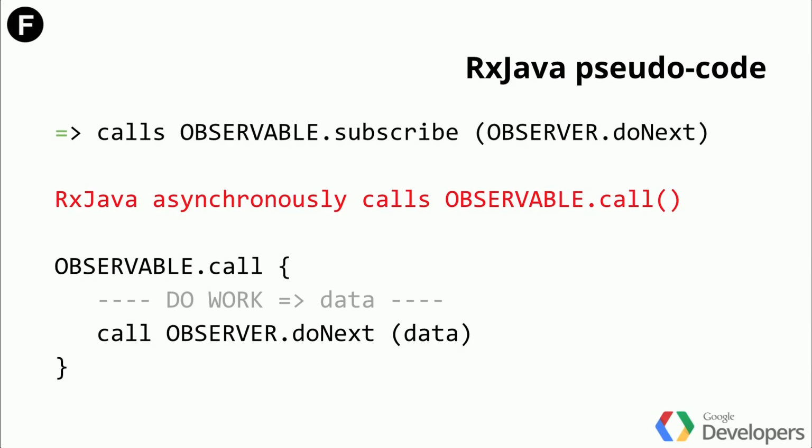That's correct. And then at the end, you will call that do next function, which you have been passed. That's correct. So once RxJava calls your observable to execute it, you will do your work and obtain your data. And then you will pass your data to the callback function, which is that do next function that we've provided there. So let's see that with real Java code now.